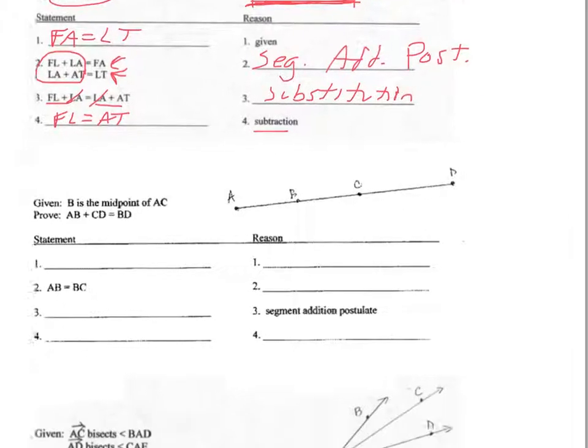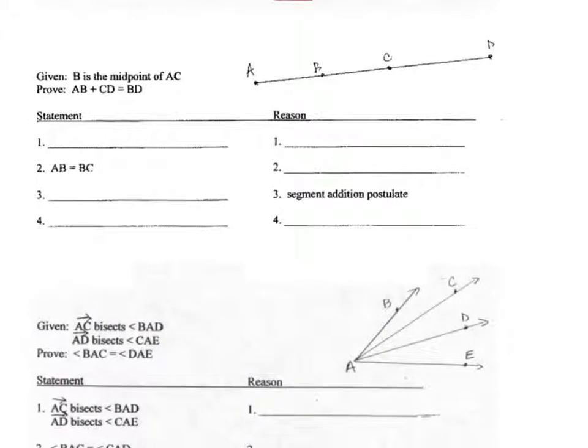All right, look at the next proof. What we're trying to do here, B is the midpoint of AC. So I'm going to write that as my statement. B is the midpoint of AC, and the reason is because it's given. Now they're saying that AB is congruent to BC. Well, how do we know that? Because if B is the midpoint, then it splits it up into two equal segments. And that would be the definition of midpoint.